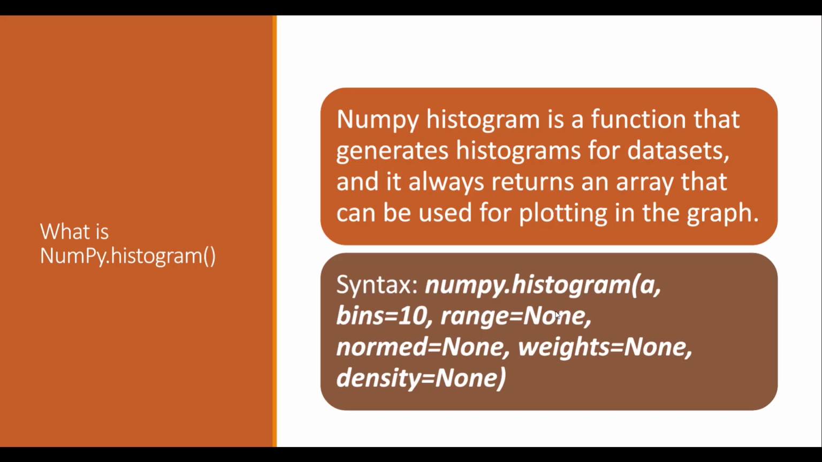The next parameter is range. It is an optional parameter and it is used to specify the upper and lower range of the bins. By default, it takes the range value using the max and min functions. The first value of the range must be equal to or less than the second element. The next parameter is normed. This is also an optional parameter and it is used to recover the number of samples in each bin, and it also gives the wrong output for unequal bin widths.